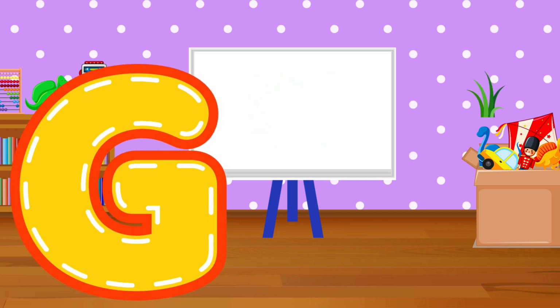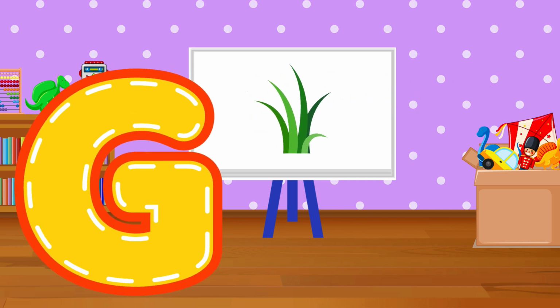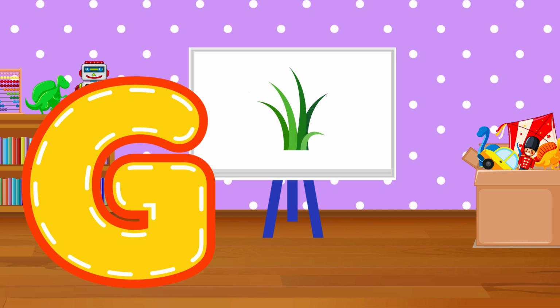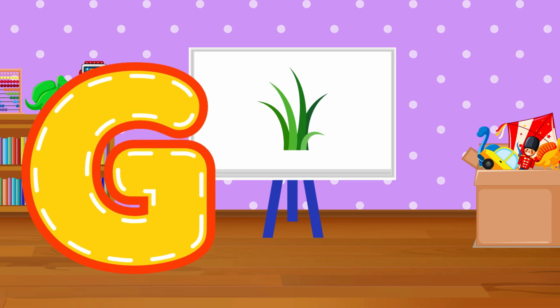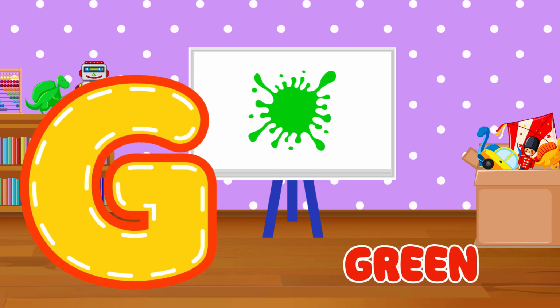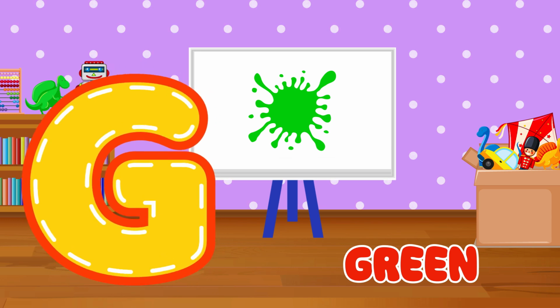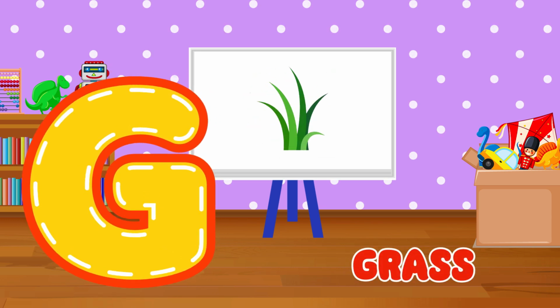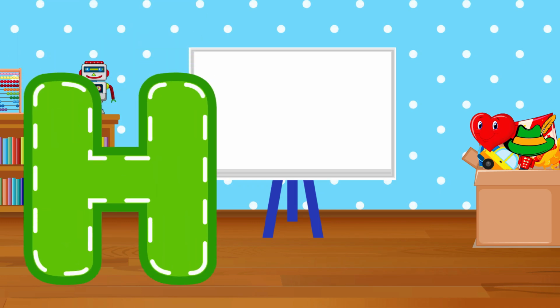G is for green, green. G is for grass, grass. G is for green. G is for grass.